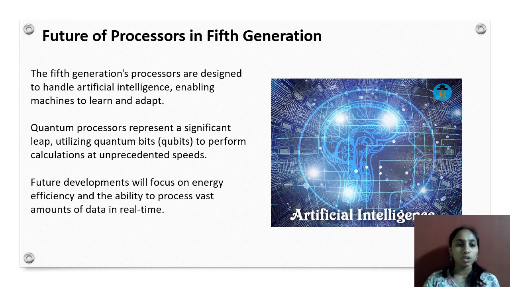And then we will move on to the next slide, that is the future of the processors in the fifth generation. The fifth generation's processors are designed to handle artificial intelligence, enabling machines to learn and adapt about the systems. Quantum processors represent a significant leap, utilizing quantum bits, that are qubits, to perform calculations at unprecedented speeds. Future developments will focus on energy efficiency and the ability to process vast amounts of data in real time.